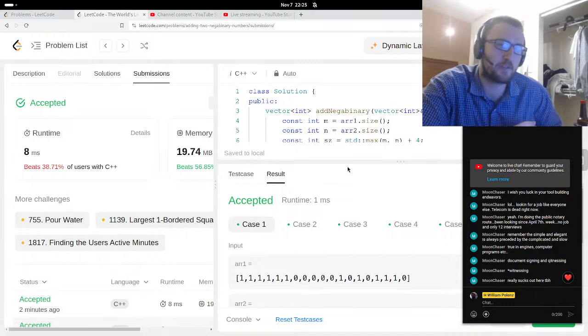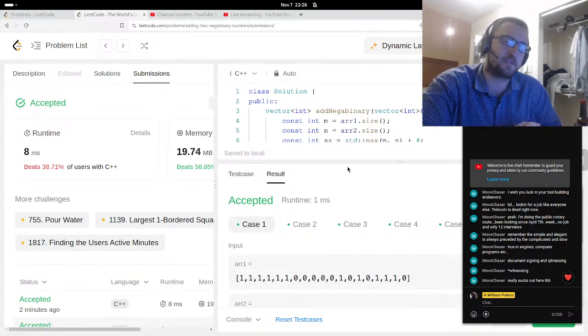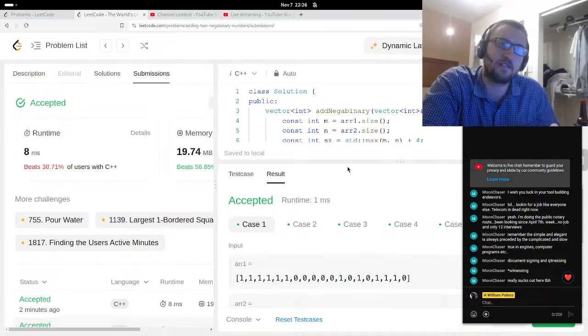True in engines, computer programs, etc. Yeah, that principle is very much a true principle, not just for engines and computer programs, etc. But, well, I guess etc. counts everything else, but design, just designing in general.